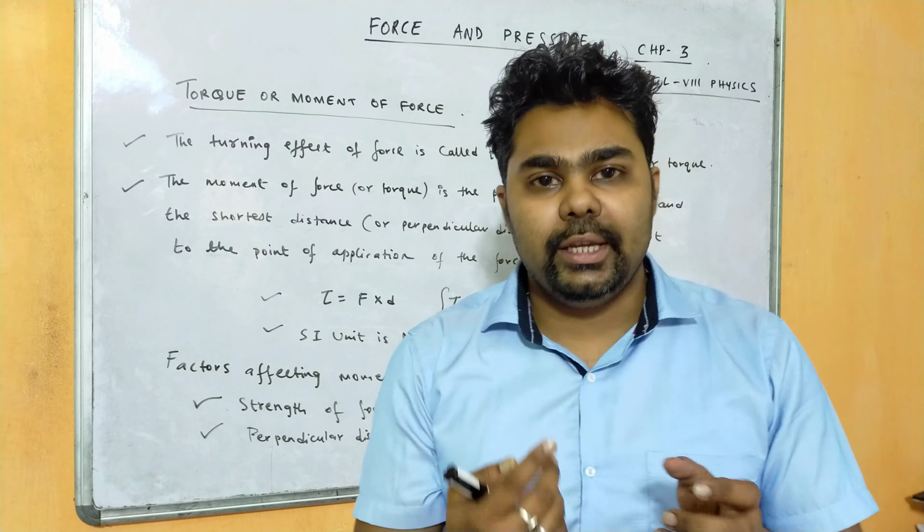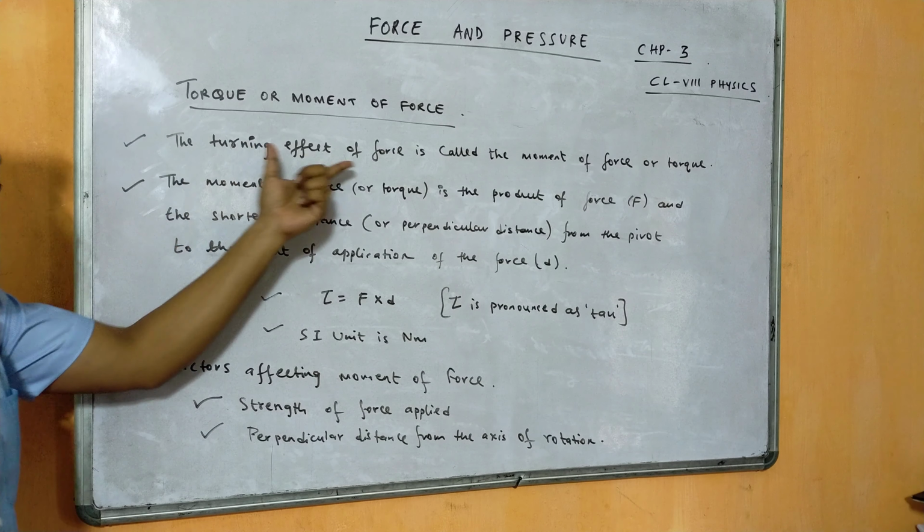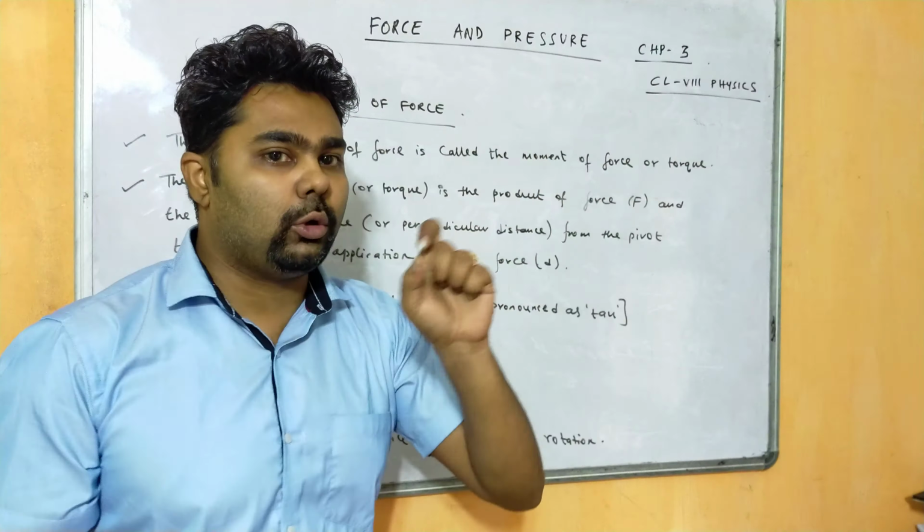So what is torque? Torque is the rotational force. Whenever you apply a force and the object starts rotating, that means you are applying a torque, and that is measured in terms of moment of force. Now let us see what torque is. The turning effect of force is called moment of force or torque. So basically torque is also a force, but whenever you apply a force on an object and the object starts rotating, we consider it to be moment of force or torque.